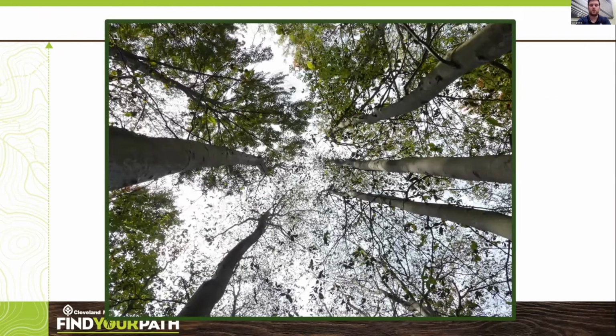And this is what some of our worst hit stands look like. If you know anything about beech forests and beech trees, they're very shady. There's a lot of canopy in there, and this looks nothing like what we should see in a healthy beech stand.